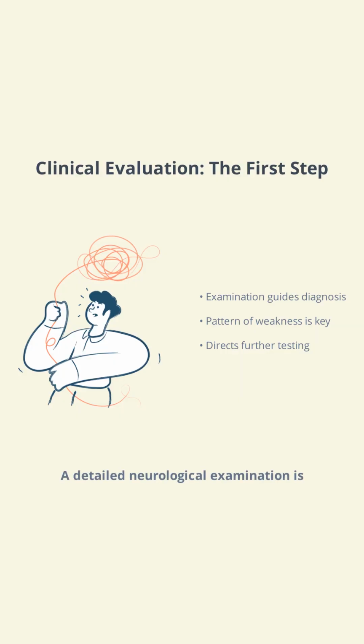Detailed neurological examination is the cornerstone of diagnosing finger drop. Clinicians assess which fingers are affected, the strength of the extensors and flexors, and look for associated symptoms like pain or numbness. Determining whether the drop is partial or global can provide immediate clues about the likely cause. This step guides further testing and helps avoid unnecessary procedures.